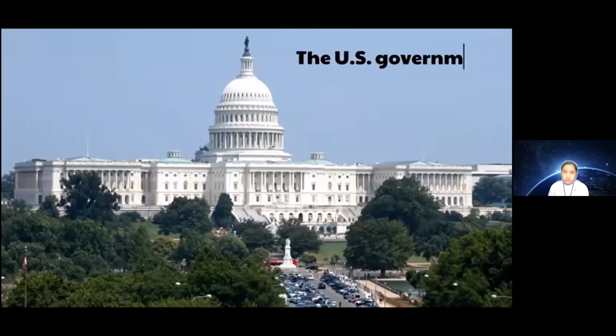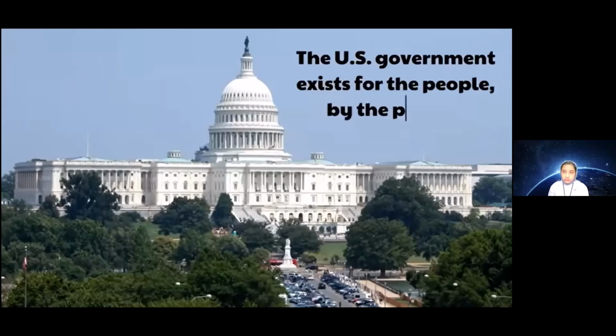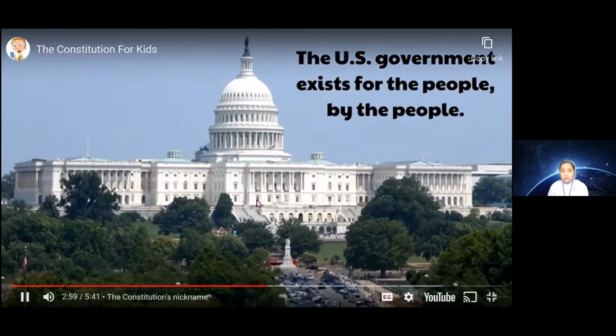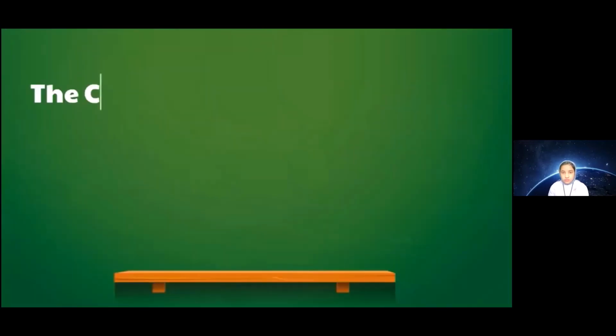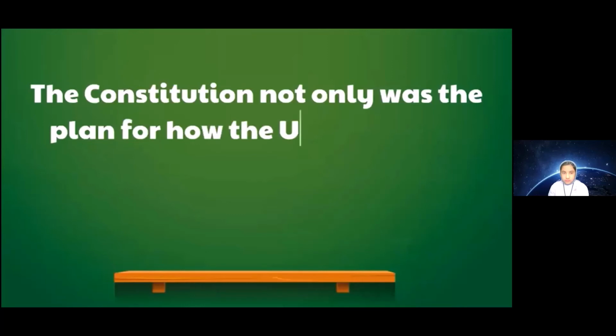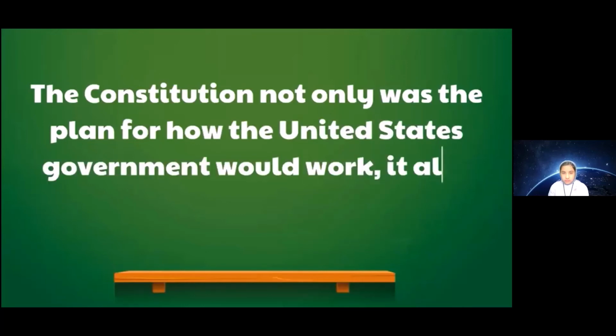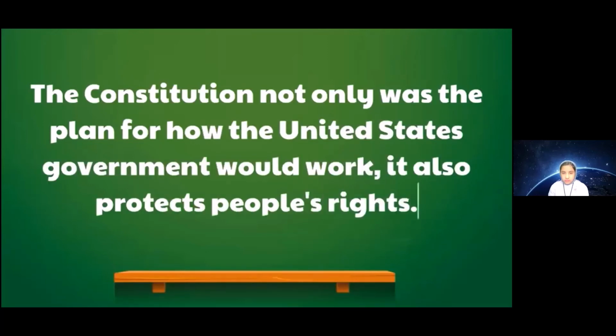You see, the U.S. government exists for the people, by the people. One of the reasons the colonists fought for independence from Great Britain was to get liberty and freedom for the people. The Constitution starts with "We the people" because it is not just written to set up the United States government, it is written for the people, by the people. You see, the Constitution not only was the plan for how the United States government would work, it also protects people's rights.